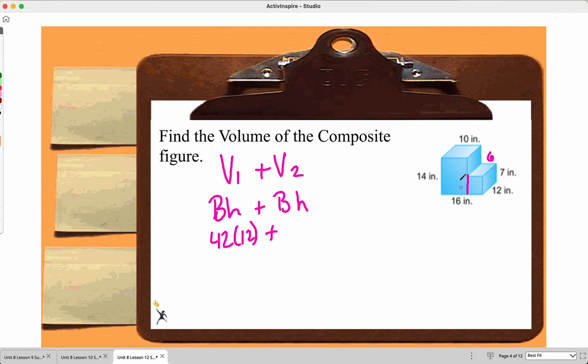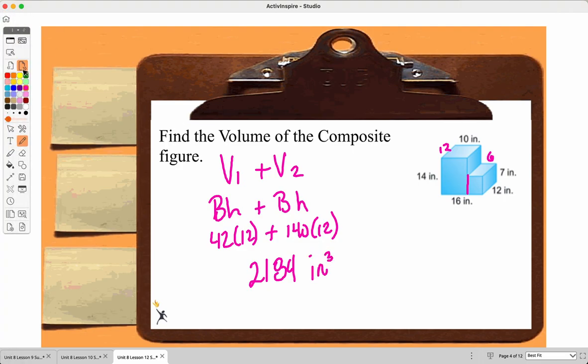And over here we'll call this the same. Again, we already know if this is 16, that's 10. All I need to do is get this depth, and we know that's 12 because all of these right here along this side are 12. So we'll call our base right here, this front one, 10 times 14, which is 140, times 12. So we'll put this into our calculator: 42 times 12 plus 140 times 12 equals 2,184 cubic inches.